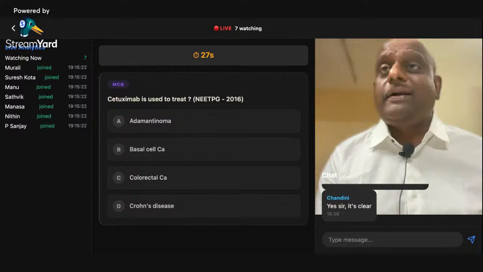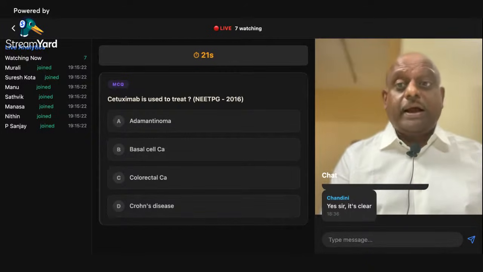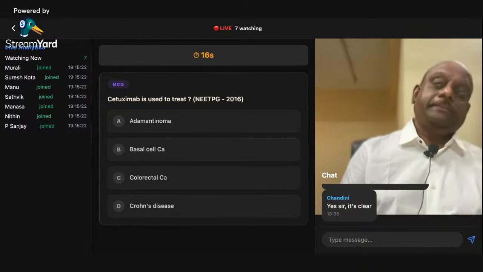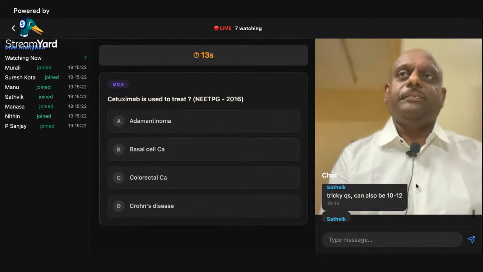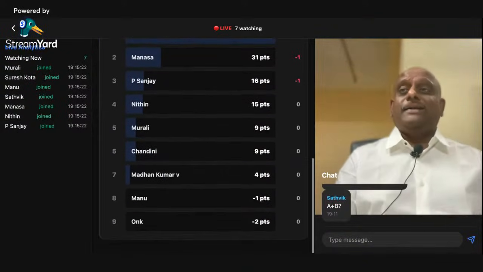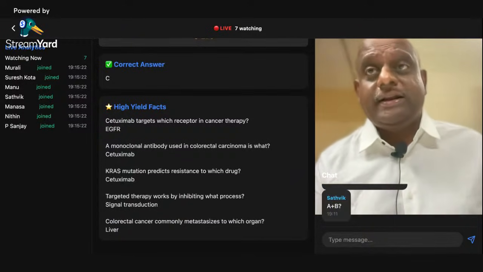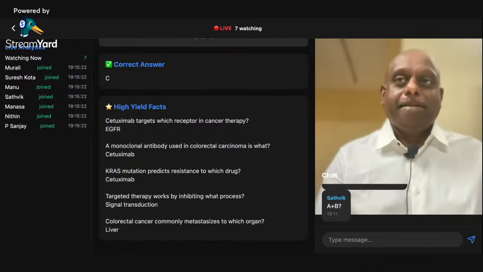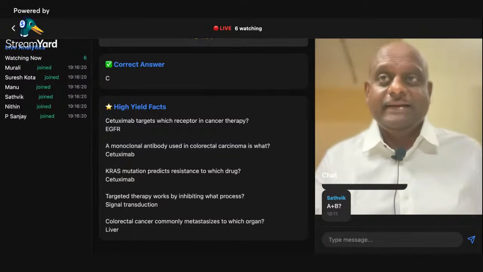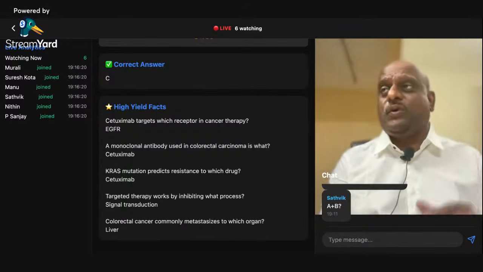Cetuximab is used to treat which condition, doctor? Cetuximab. So one monoclonal antibody is a favorite question of the examiner. So Satvik is once more right. Colorectal cancer is the place where you use cetuximab. It targets the epidermal growth factor receptor, and KRAS mutation is an important predictor of whether cetuximab resistance will be there, right? And commonly it is the liver to which colorectal cancer metastasizes, is what we need to remember.